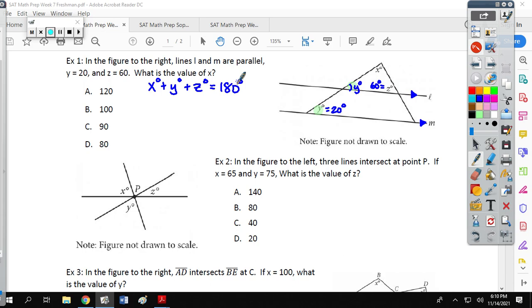Now, we were told in the directions that Y is equal to 20, so we're going to put that in there. And we were told that Z is equal to 60, so we're going to put that in there. And that will give us an equation that allows us to solve for X. So X plus 20 plus 60 equals 180. Combine like terms, and then subtract 80 from each side, and we get that X is 100.